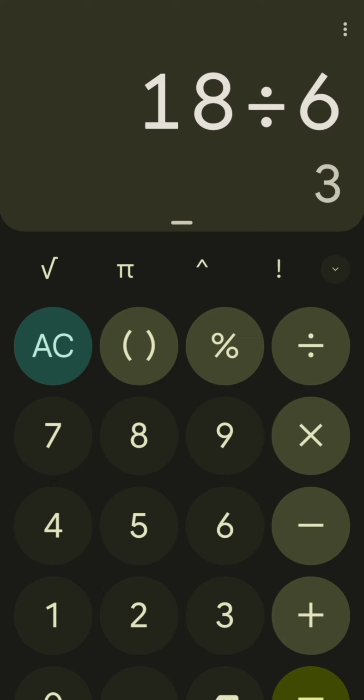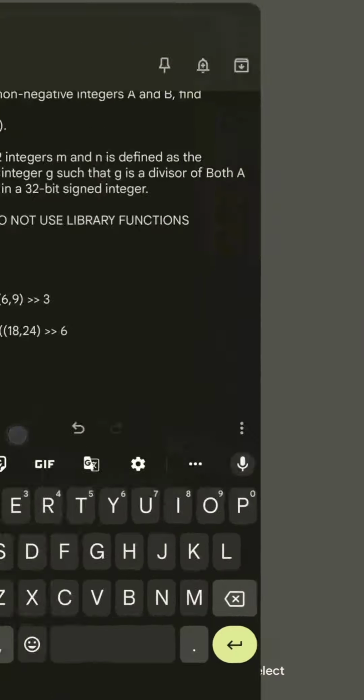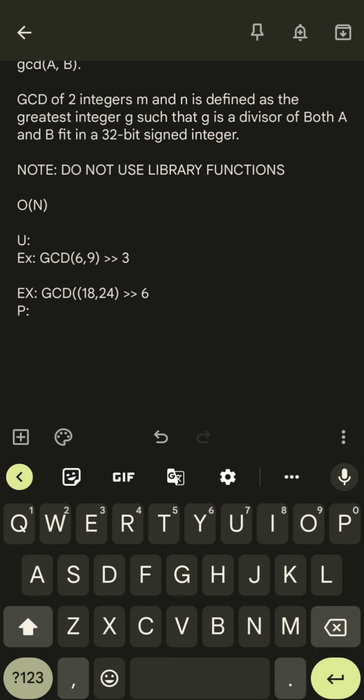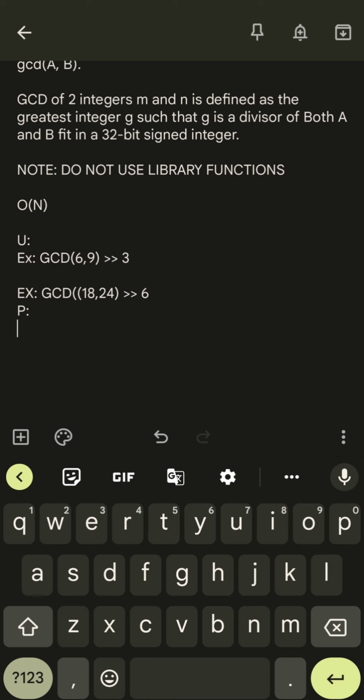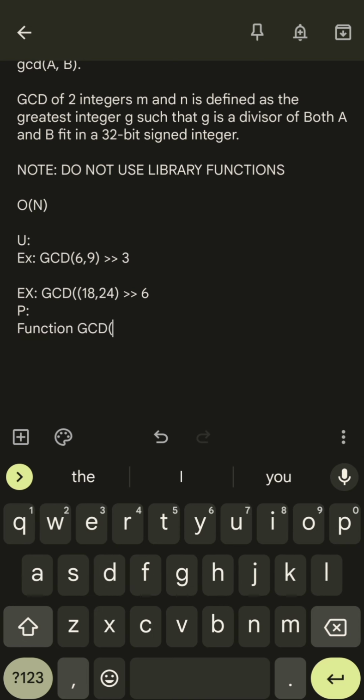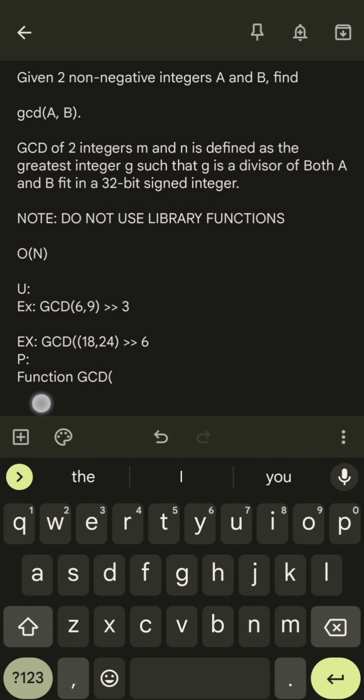All right, so let's go ahead and jump into our plan. So let's get to P, our plan. And in our plan, obviously we're going to take the input of both numbers. So let's go ahead and start just by defining our, I'll just call it function GCD. And obviously we're taking two numbers, A and B. All right, A comma B, we have our function.